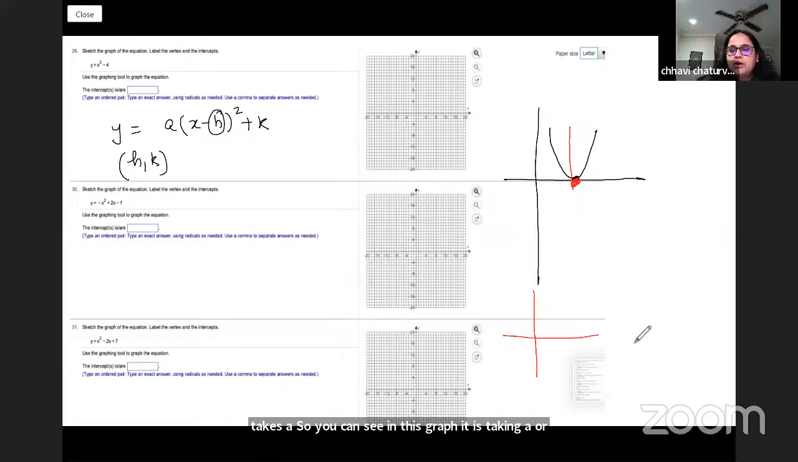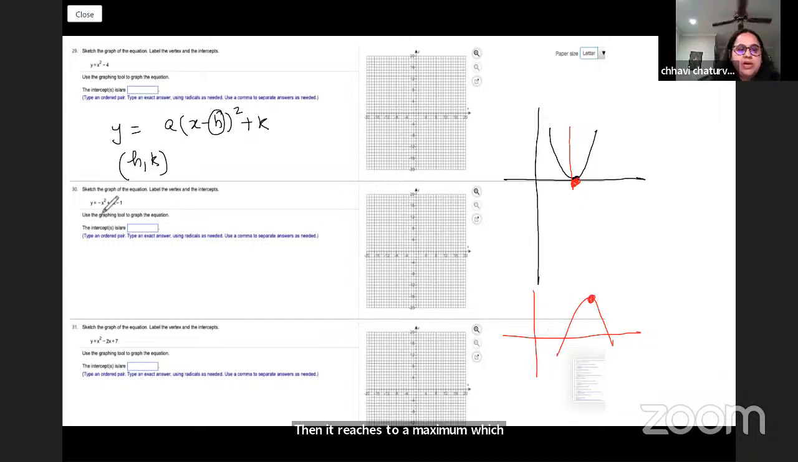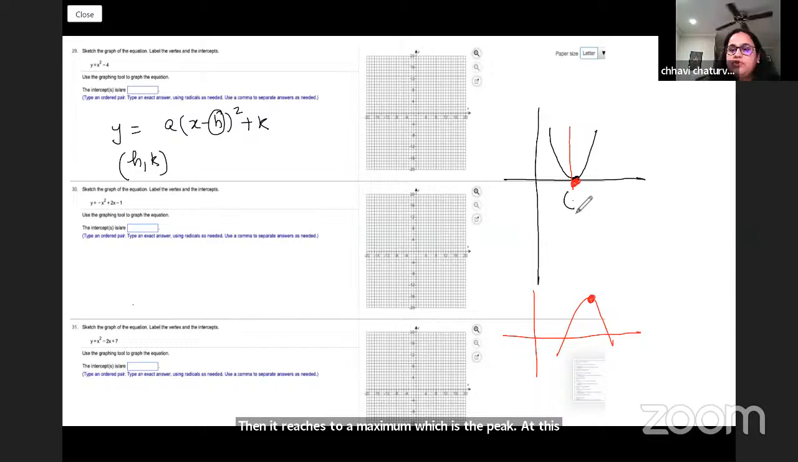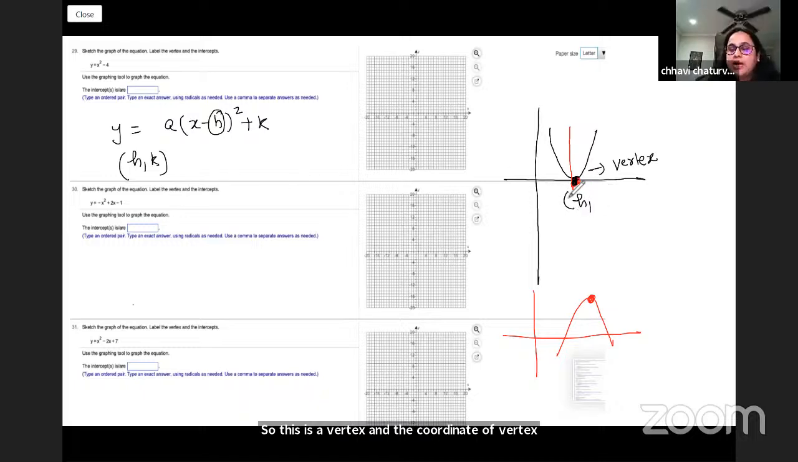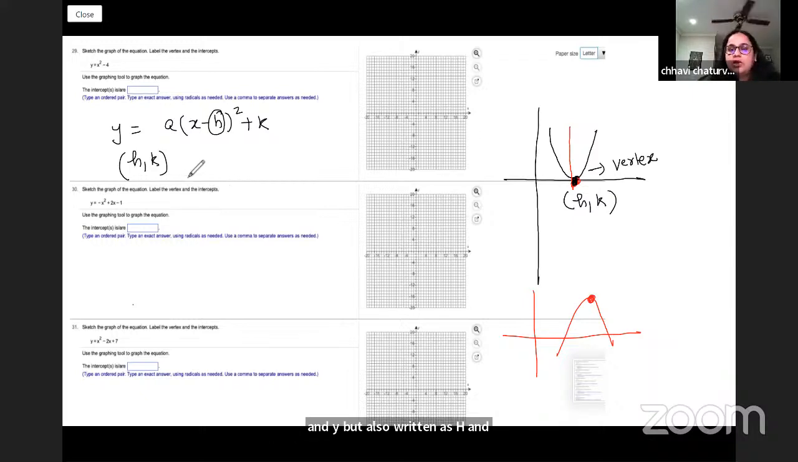Or if it opens downward, then it reaches a maximum, which is the peak. At this point, at this dip, you will find some values of x and y, because each and every point on a graph has values of x and y. In the case of a parabola, those values at the dip are called the vertex coordinates. So this is a vertex, and the coordinates of the vertex are x and y, but also written as h and k.